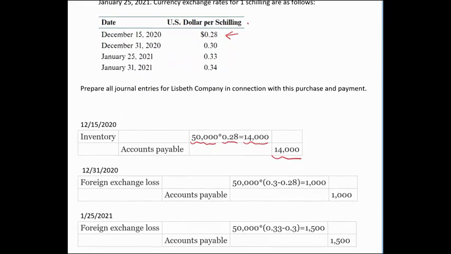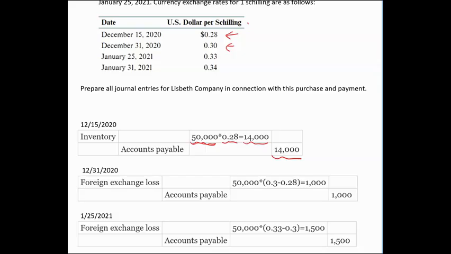Then on December 31st, this is the day when the company needs to close its books and prepare financial statements. When they calculate their new accounts payable, they still owe the foreign supplier 50,000 shillings. However, now each shilling is worth 30 cents, which means the shilling is more expensive than 15 days ago. So a foreign exchange loss needs to be recorded because now they need to spend more US dollars to get those shillings.